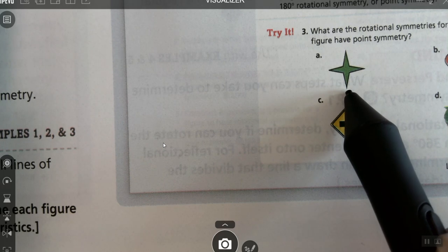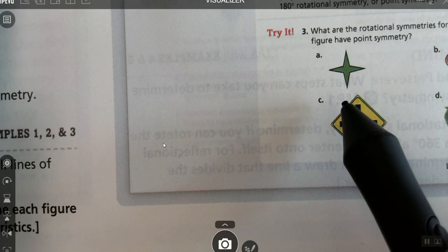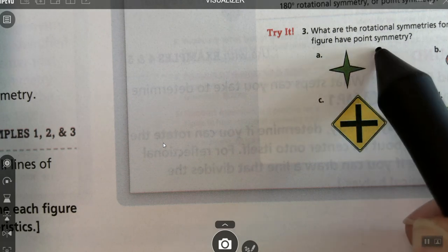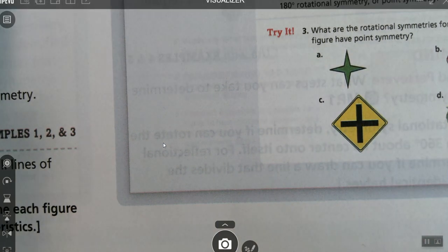Does this one have line symmetry? Yes. How many lines? Two? Four. One here, one here, one here, and one here. There's four. Is there point symmetry? Okay, what's... No. You? Yes.